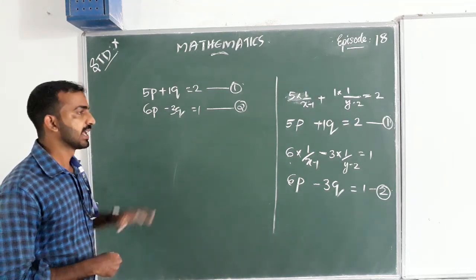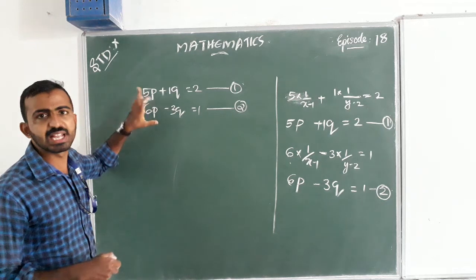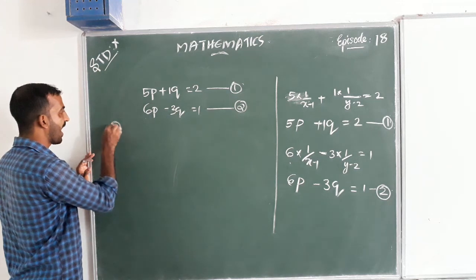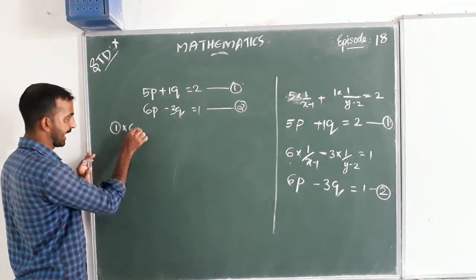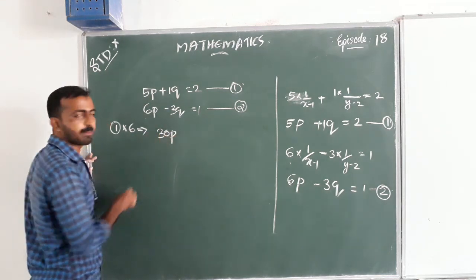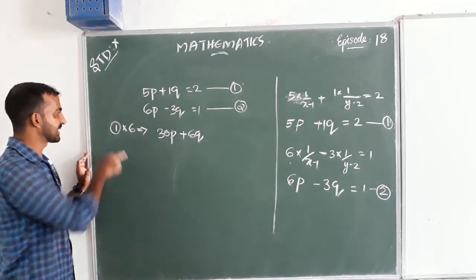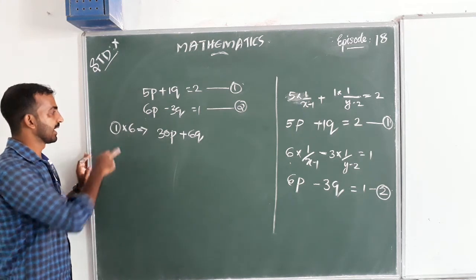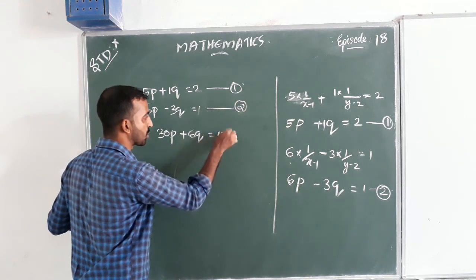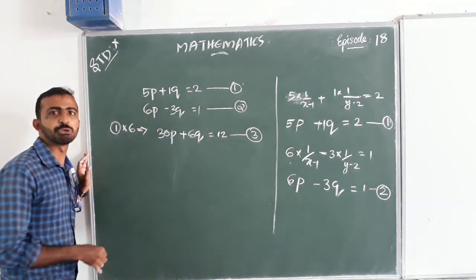Which number multiplied to 5 gives 30? That is 6. Equation number 1 into 6 gives 30p plus 6q, since we multiply throughout by 6. That is 30p plus 6q equal to 12. That is our equation number 3, a new equation.